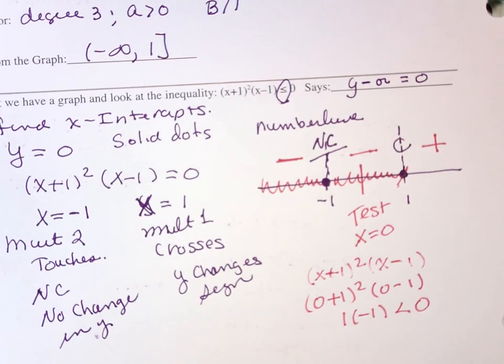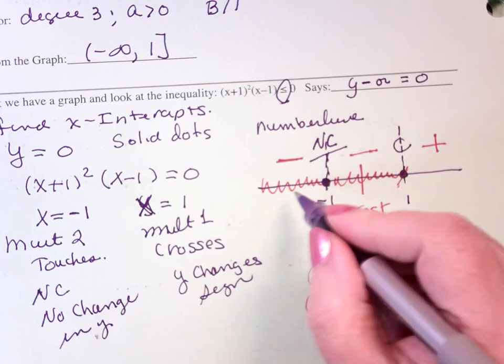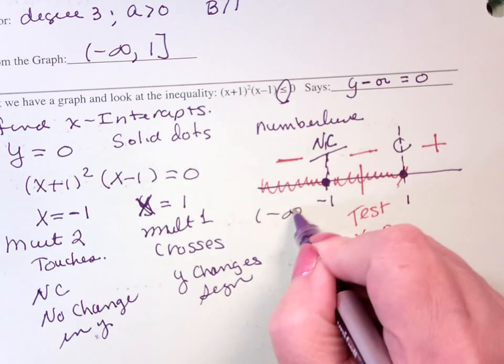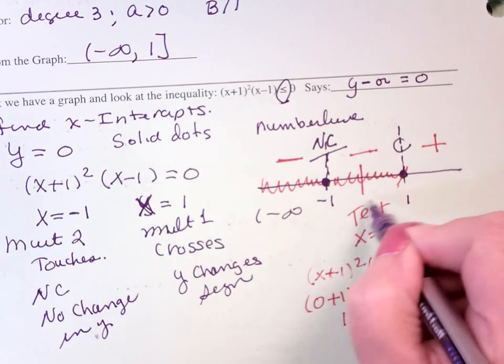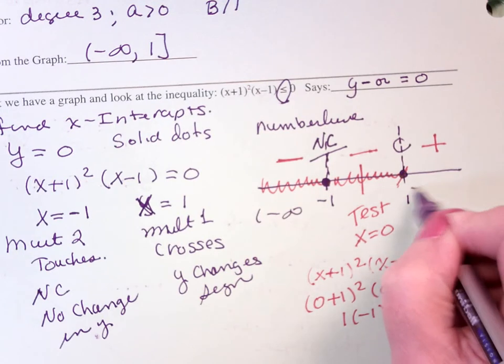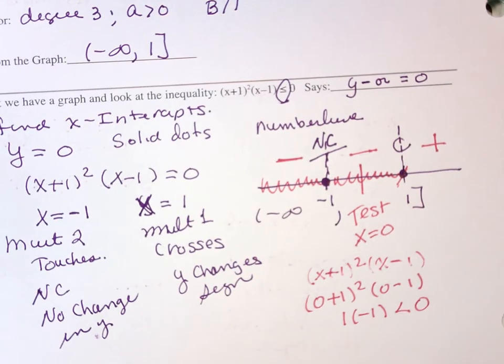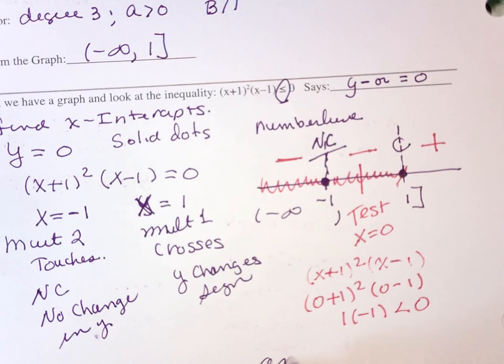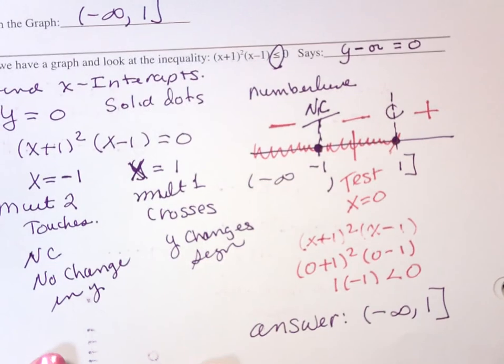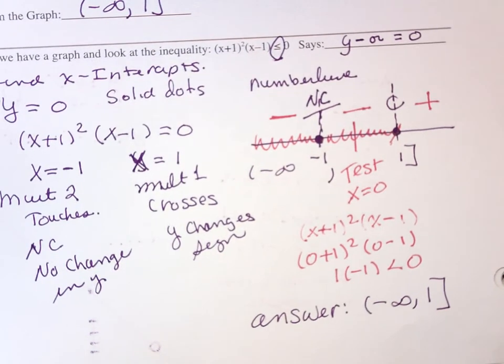And off of the number line, my answer is minus infinity to 1. So the answer is minus infinity to 1, all inclusive, because it includes that line. More tomorrow.